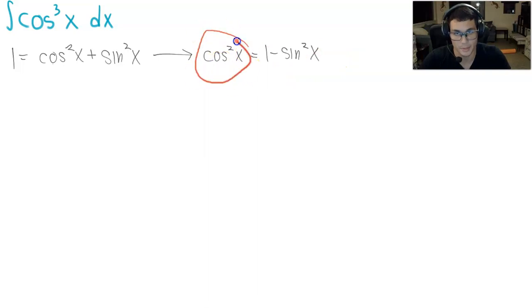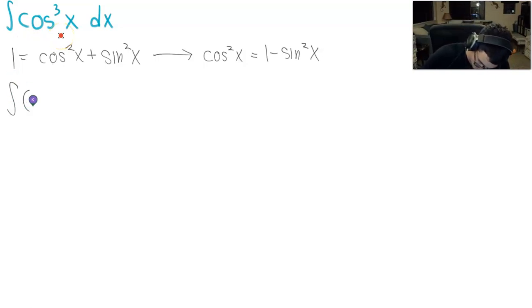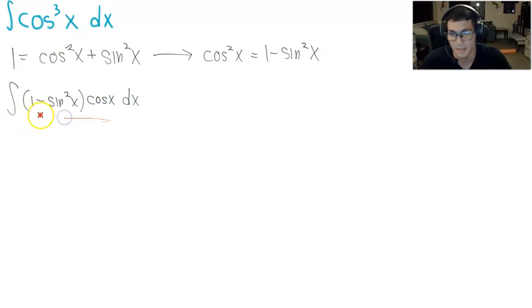So this is the exact same thing, we just rewrote it differently. Now, this is cosine squared x, and this is equal to that. There's a cosine squared x in here, right? So we can write it as 1 minus sine squared x, times cosine x dx. All of this right here is cosine cubed. All we did is use a trig identity.